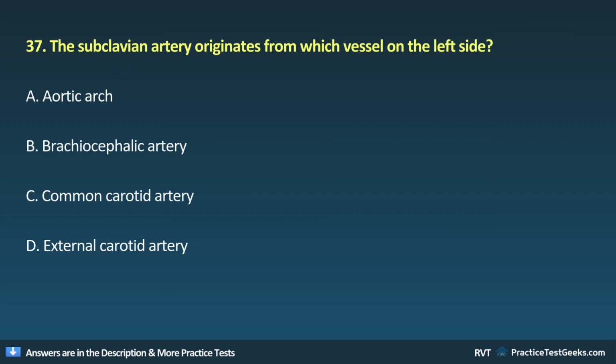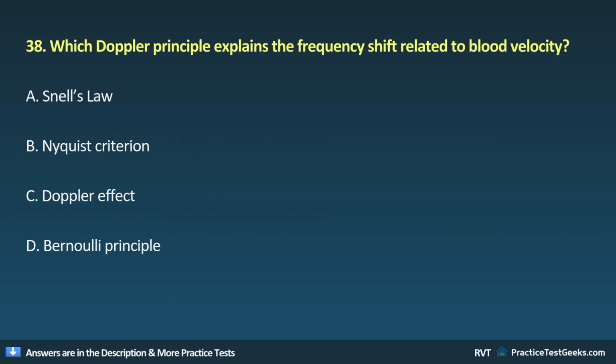37. The subclavian artery originates from which vessel on the left side? A. Aortic arch. B. Brachiocephalic artery. C. Common carotid artery. D. External carotid artery.